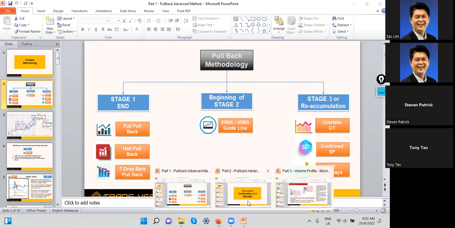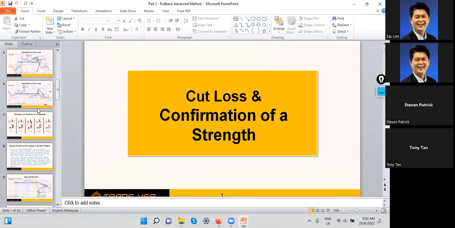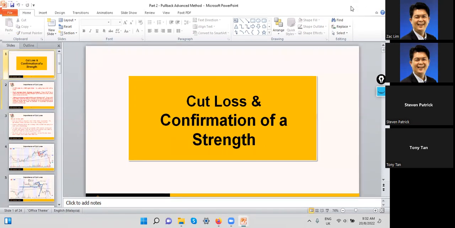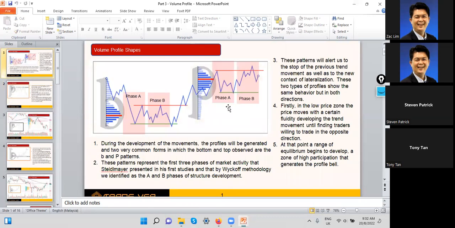Then after that, we will go to a second part, which is how do we know the cut loss and confirmation of the strength. Okay, because this strength is very important for pullback pattern. Okay, so after that only we will go to the third part. The part will be the volume profile shape. Okay, so volume profile is an enhanced method into a pullback. Okay, so because I find that it will be much better if we can know more how the smart money has positioned themselves.